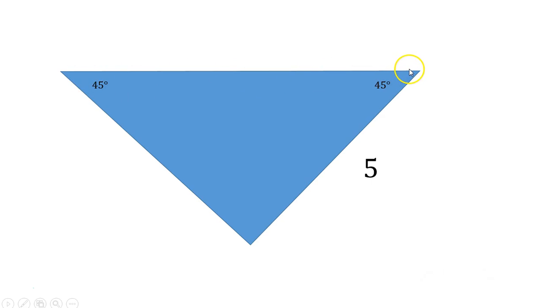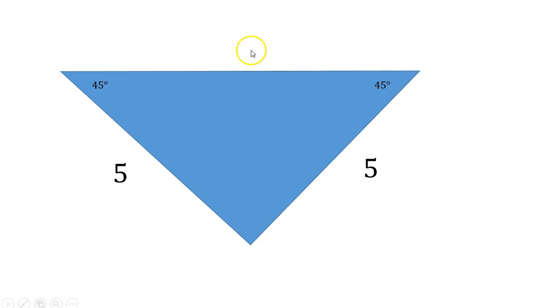And since this is a 45, 45, 90 triangle, it's also an isosceles triangle. So this side, which is x, has to be the same as this side, which is x, because it's an isosceles triangle. So if this side is 5, this side over here has to be 5 too. The hypotenuse of a 45, 45, 90 triangle is the length of one of the legs. Which leg? Doesn't matter because they're the same.